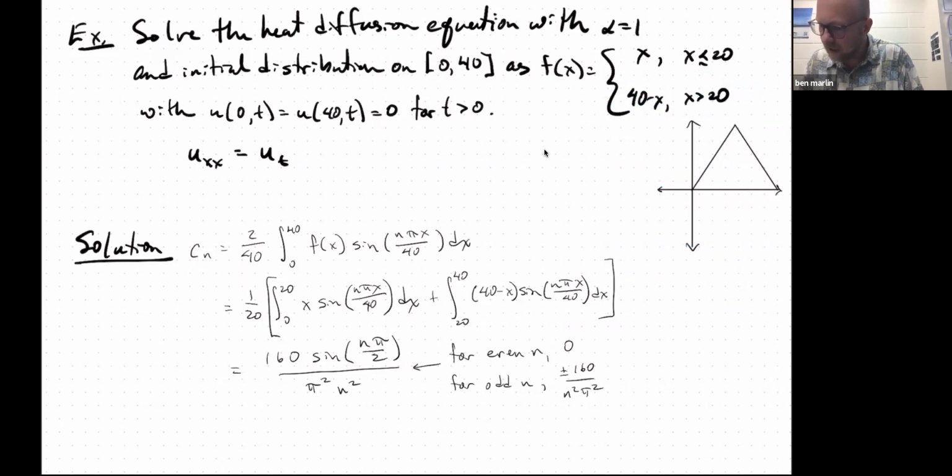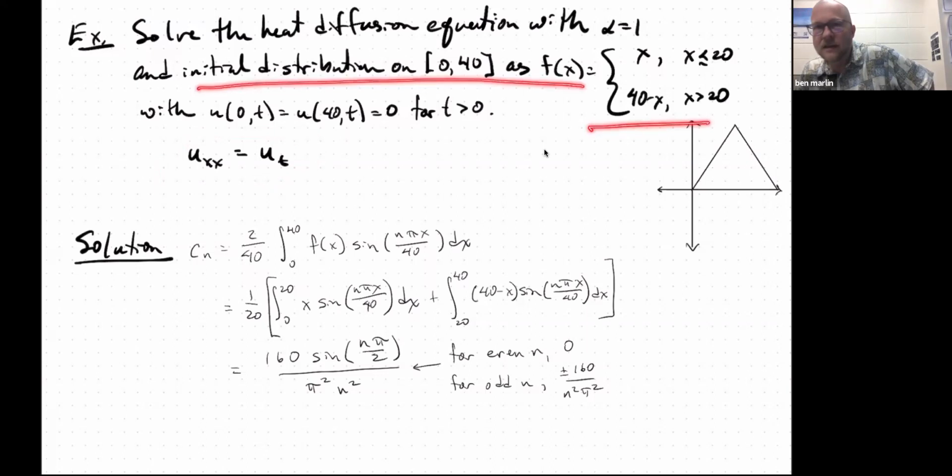All right, so we have our u sub xx equal to the u sub t. We know that it's one of these kinds of equations. And then there's this initial distribution that we have to give.